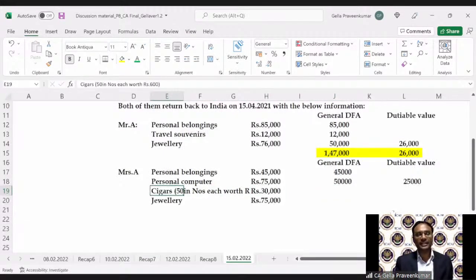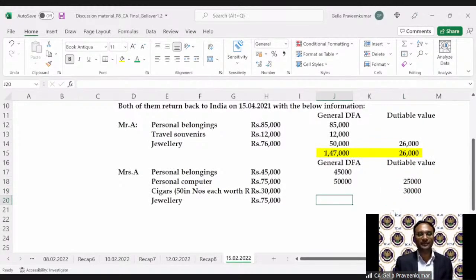Cigars, 50 numbers. She has brought 50. Now for cigars, how many can I bring? I can bring cigars up to 50 pieces. So she has brought 50 pieces. However, this 50,000 I have enjoyed here. So what I have to do? I have to pay this 30,000 as my duty.